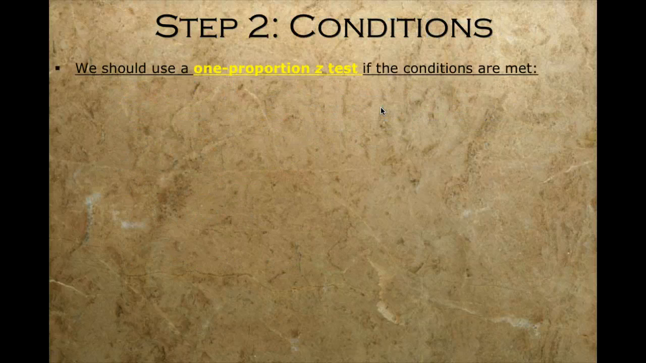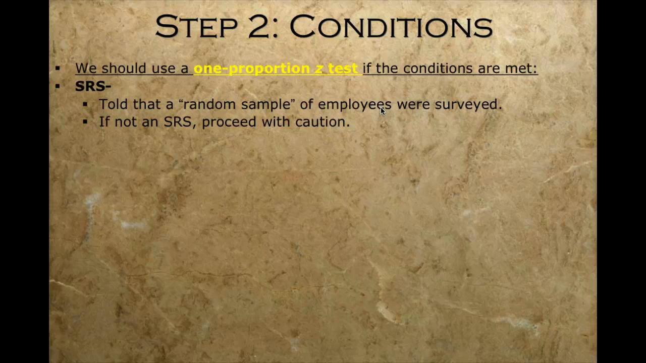Step 2, my conditions. We're going to do a one proportion z test if the conditions are met. Now, we're told they took a random sample, however, we do not know for sure that it was an SRS. So it's important to make note that a random sample is good, but we still need to be careful and proceed with caution.